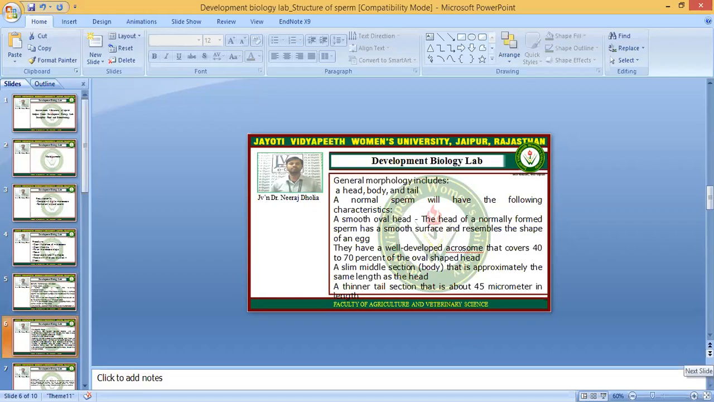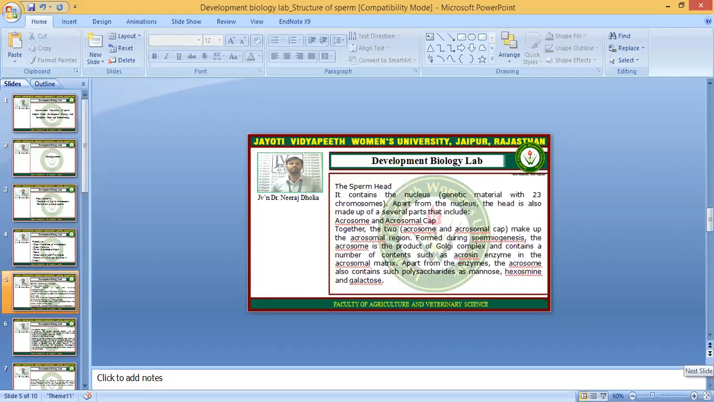Next, the sperm head also contains the nucleus. Along with the acrosome, it also has the nucleus. The nucleus is the genetic material with 23 chromosomes, and apart from the nucleus, the head is also made up of several parts, including the acrosomal cap and the nucleus. Together, the acrosome and the acrosomal cap make an acrosomal region, which is formed during spermiogenesis.